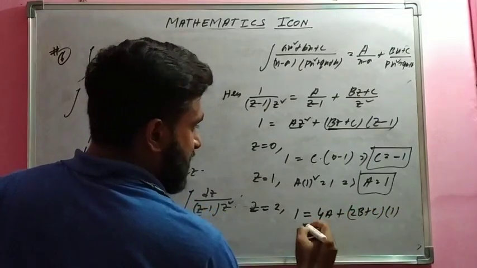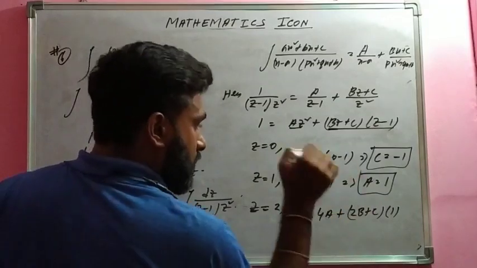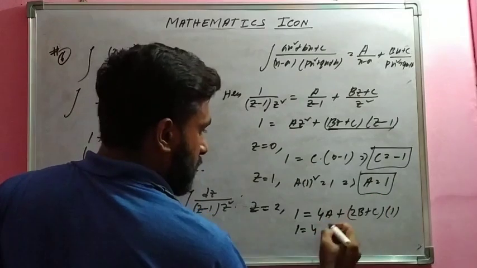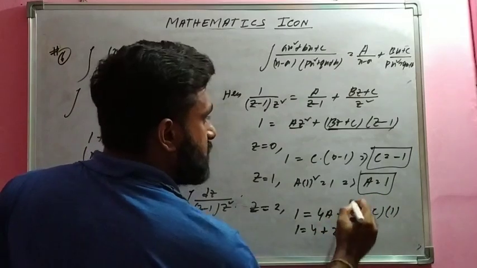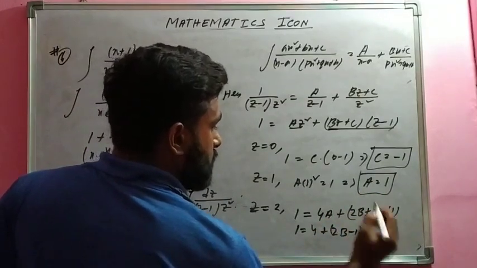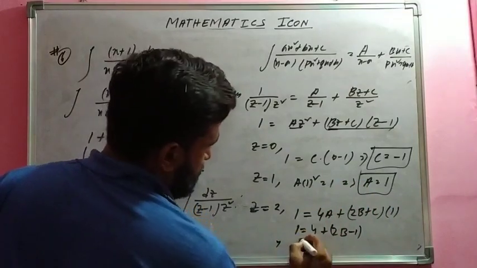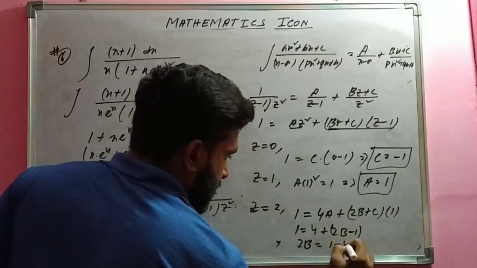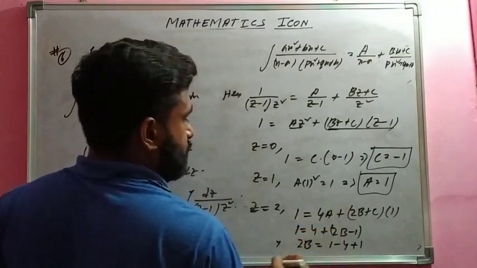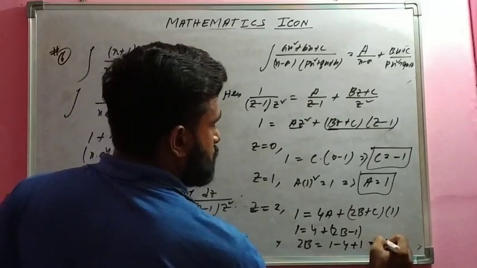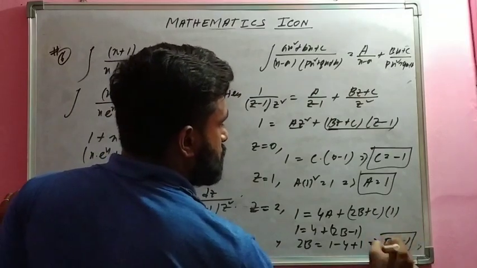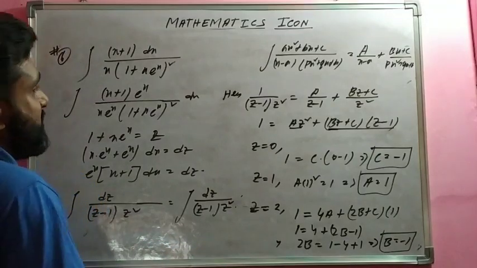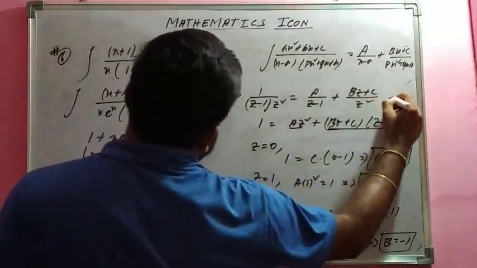Okay, so that means a and c values are already found. Just you can put the values of a and c. So 1 equals to 4, a means 1, and 2b, c means minus 1 into 1. So that is 2b equals to 1 minus 4 plus 1. That is 2b equals to minus 2, b equals to minus 1. That means all the values are found.